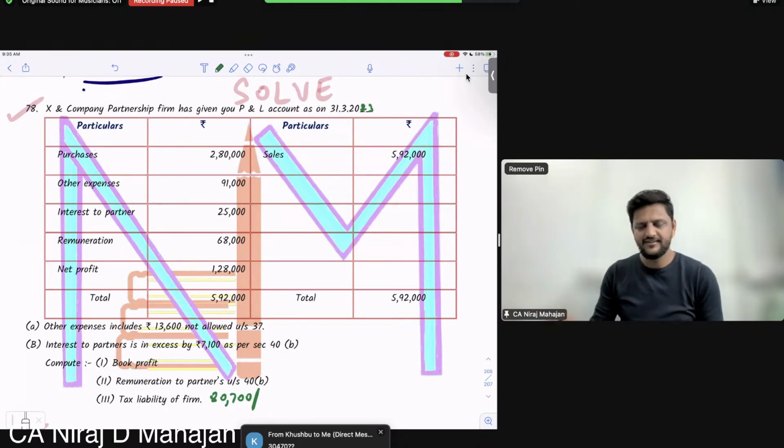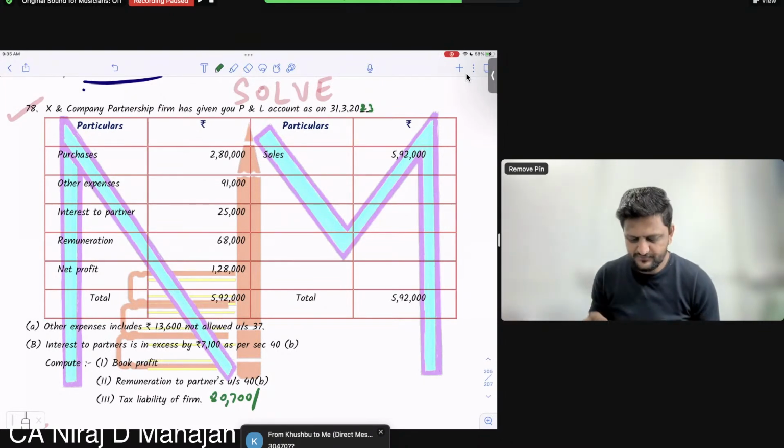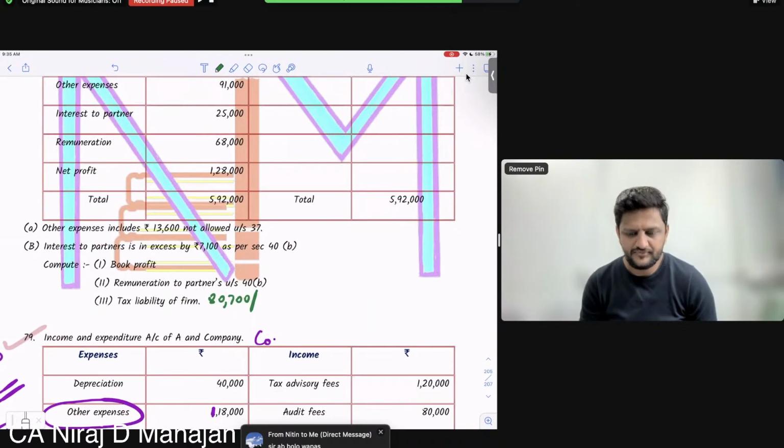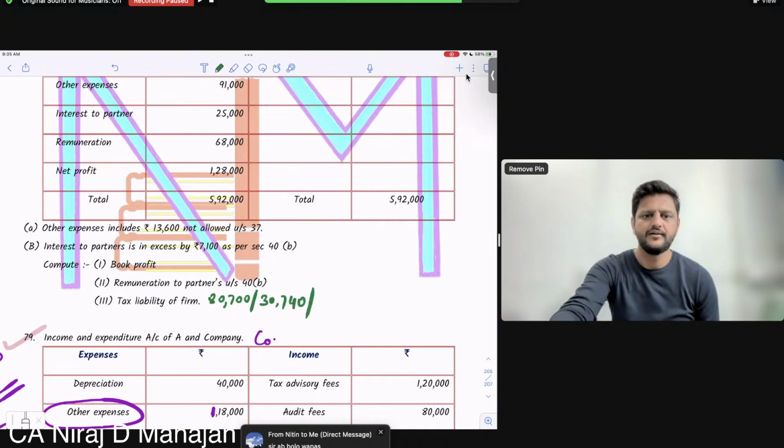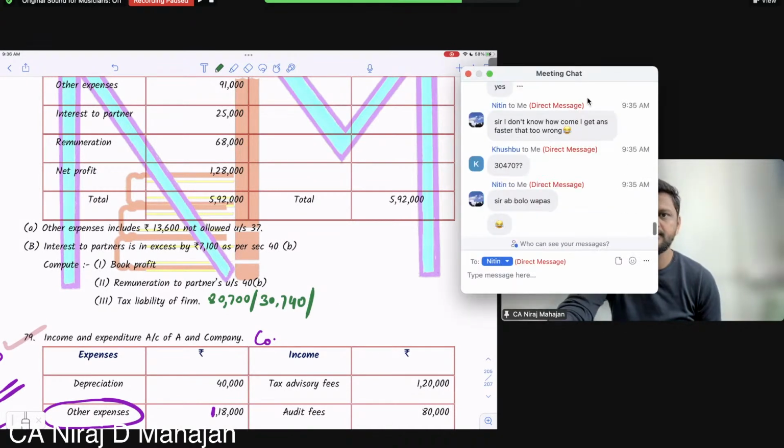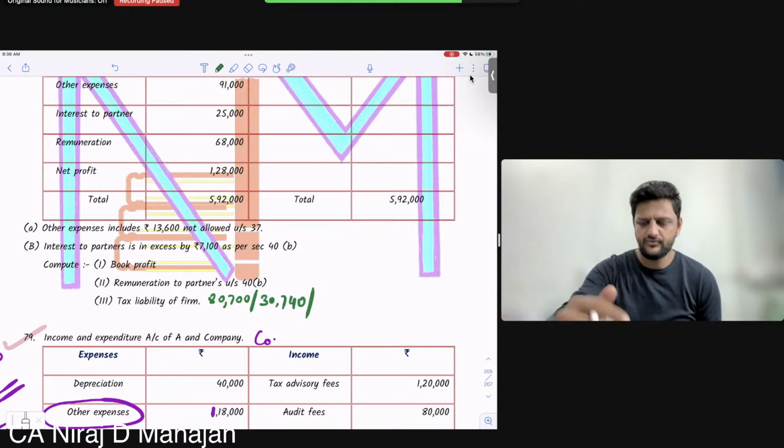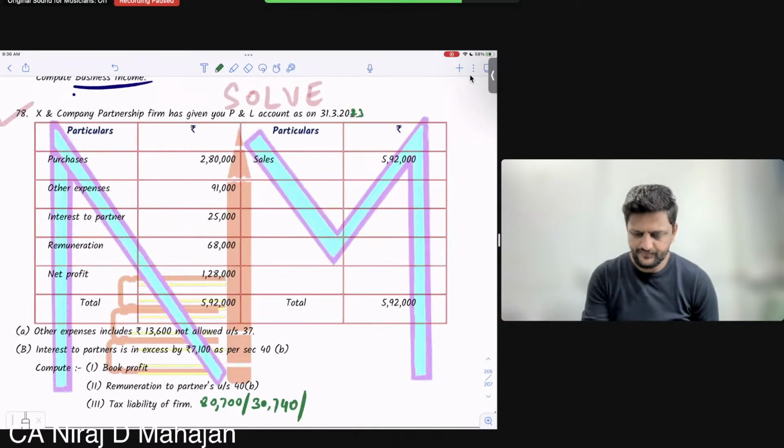Okay. This is tax liability, na? Okay, 470, ठीक है, 470.